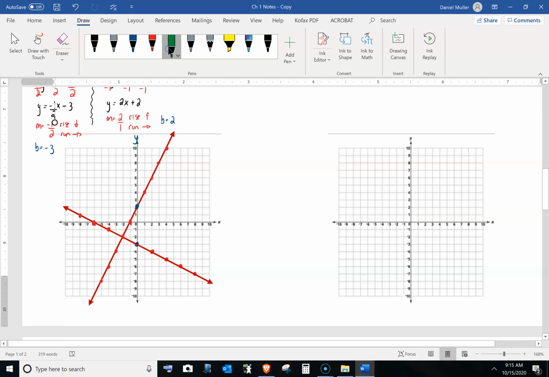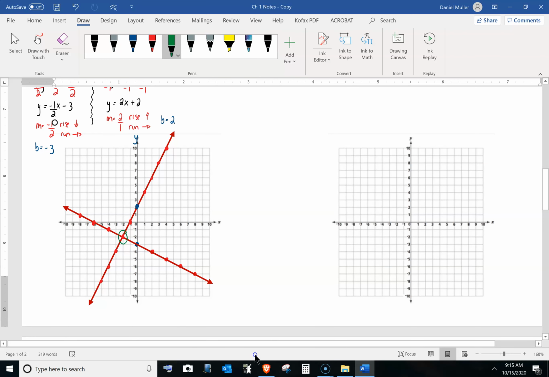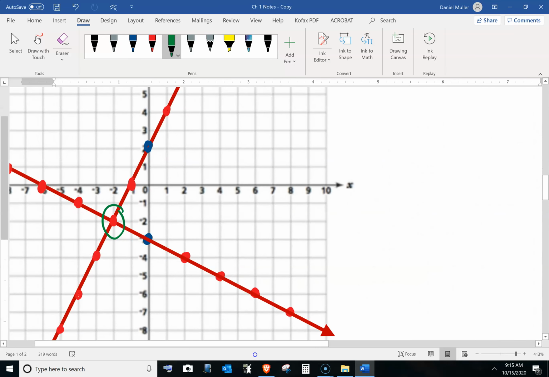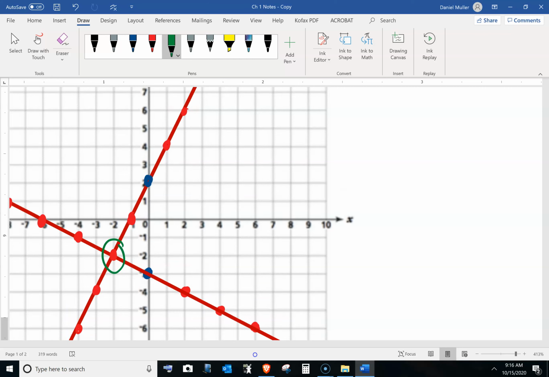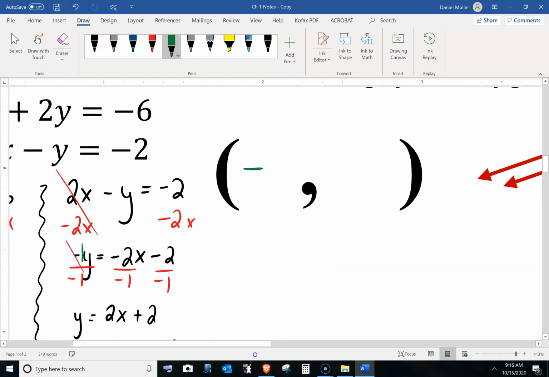Okay, so I drew the second line, connected the dots there, and we do have a spot of intersection, which is right there. Now, of course, every point has some x and y coordinates, so my x is going to be negative 2 and then also down 2. So negative 2, comma, negative 2. So left 2, then down 2. So that is my solution, negative 2 and negative 2.